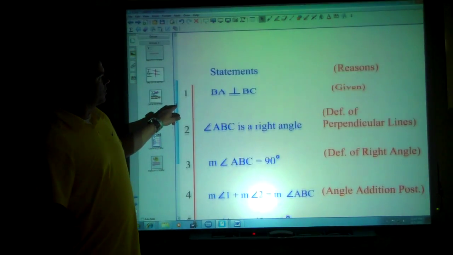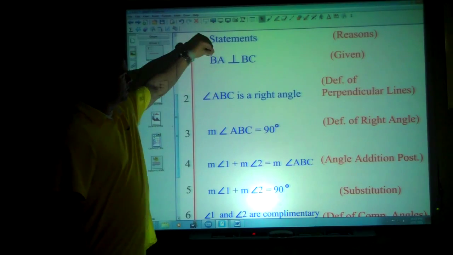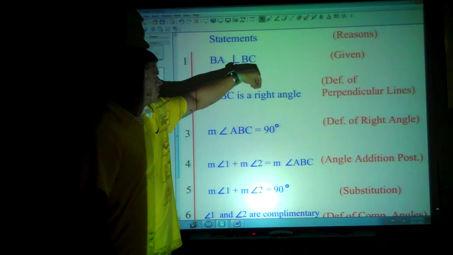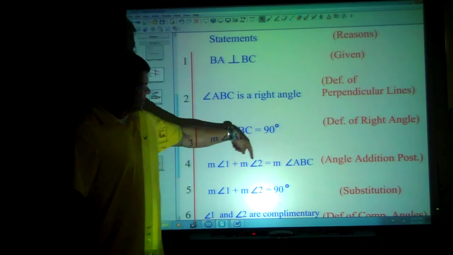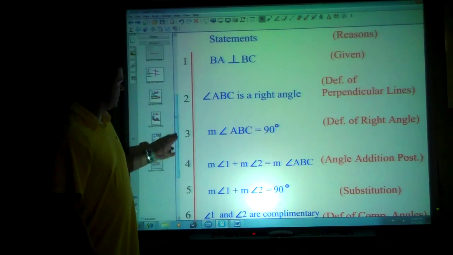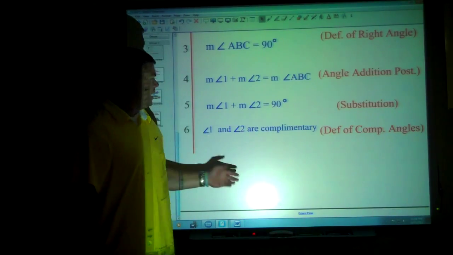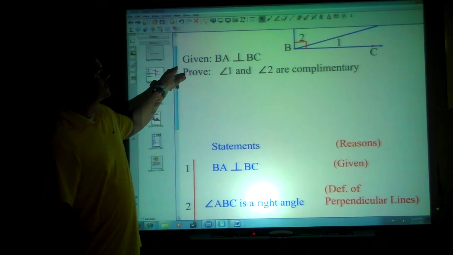So we start with the given. The fact that they are coming together at 90 or coming together as perpendicular lines means that ABC is a right angle. The fact that ABC is a right angle means it's 90 degrees. The two angles add together to make ABC, which means I can plug that 90 in for ABC, and then because the two add to make 90 means they have to be complementary. So we have proven exactly what we wanted.